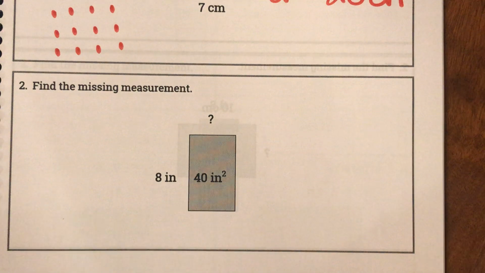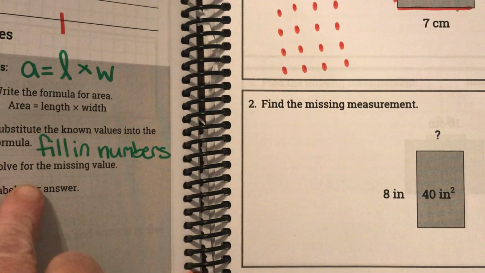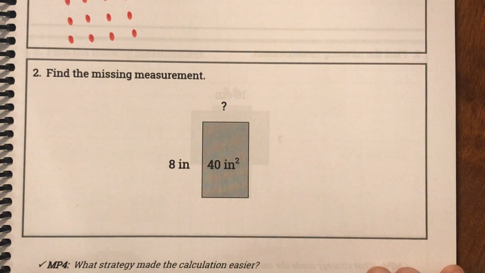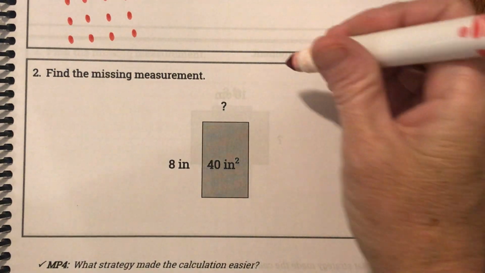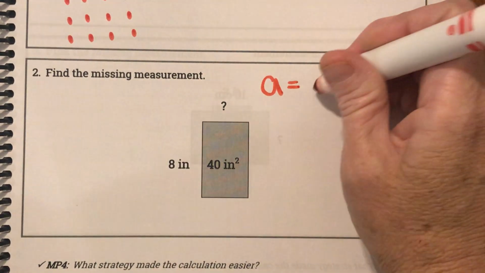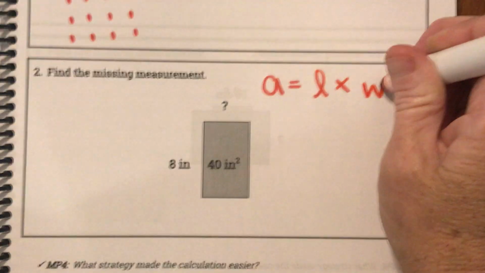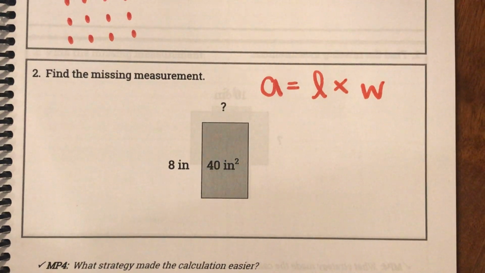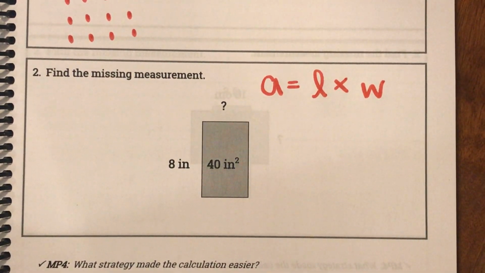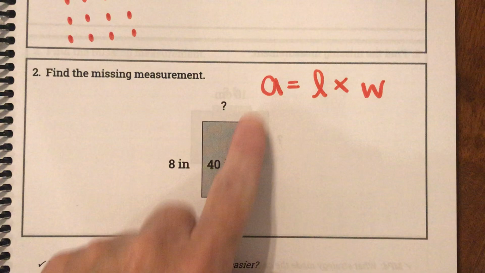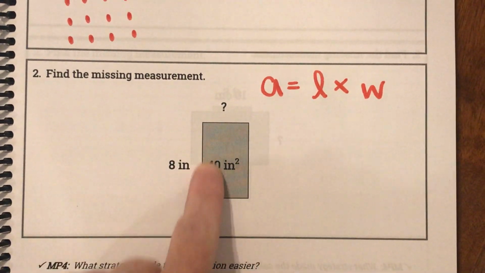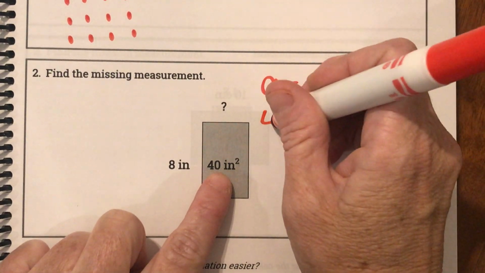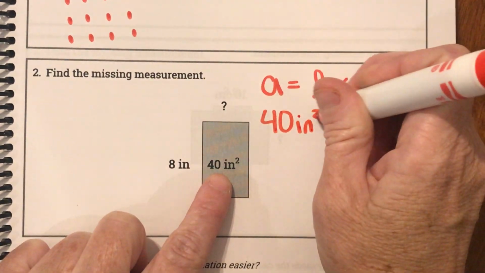It says find the missing measurement. Okay, so I'm gonna follow my steps again though. I'm just looking at them, they're right over here. Step 1 says write the formula for the area. So I'm gonna say area equals length times width. Then I'm gonna fill in my numbers. So this time I actually know the area. I know the number inside. The number inside is 40 inches squared.